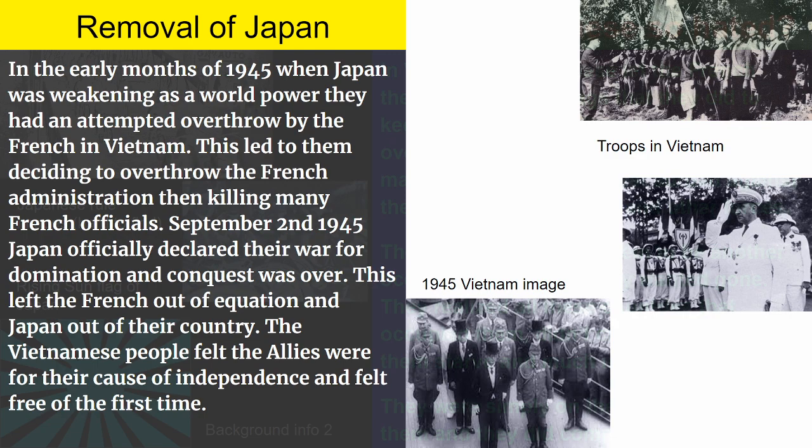So this left the French out of the equation, and the Japanese were gone. The Vietnamese people felt that the Allies would actually side with them and let them have independence for the first time. So this is a major thing for them. Yeah, with the help of Japan, which wasn't really the good guys, they felt that they had freedom. Yet the Japanese had the emperor sort of like the leader when they left.